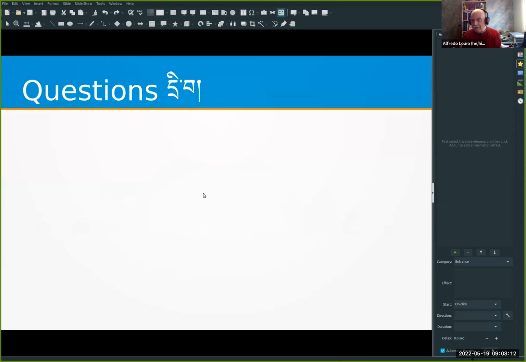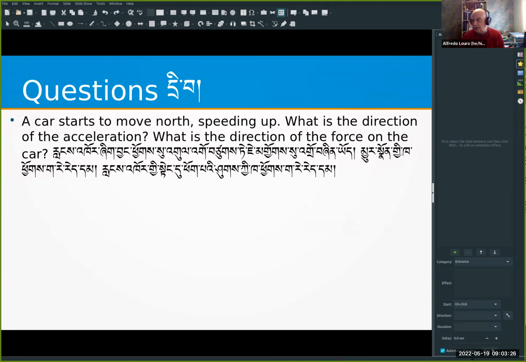So I have just three very short questions that I'd like to go through with you about yesterday's material. Here's a question. A car starts to move going north and it's speeding up. Its speed is increasing. So what is the direction of the acceleration, first of all? And secondly, what is the direction of the force on the car? So let me give you a minute just to think about this, talk to your friend next to you, and then I'll go through the answers.